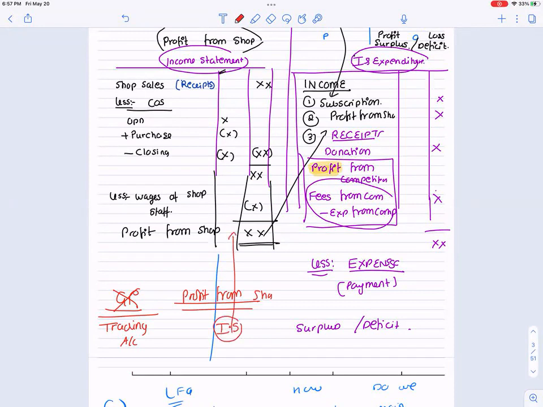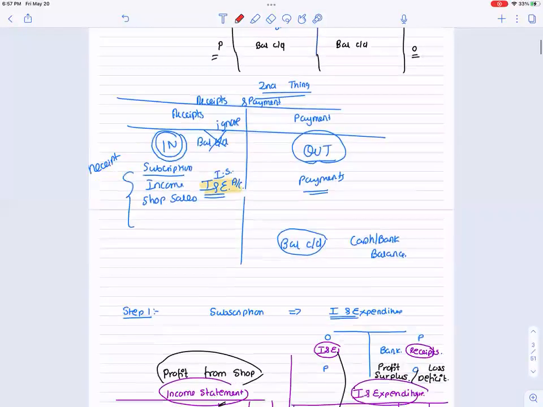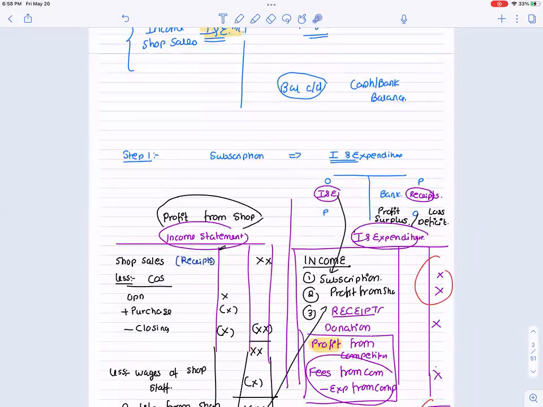In our normal business, we have an income statement, where we do income minus expenses. But over here, you don't have an income statement. You will have an income and expenditure account. What will be your first step that you would do? You will make the subscriptions account.